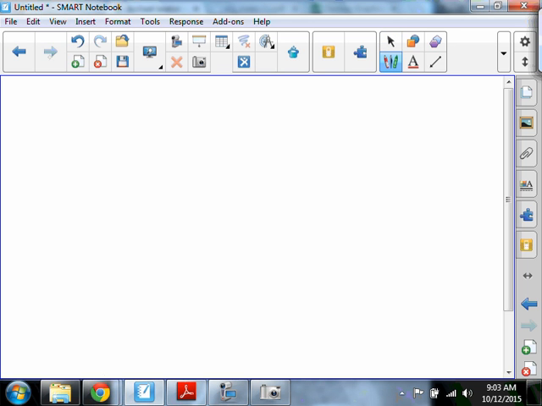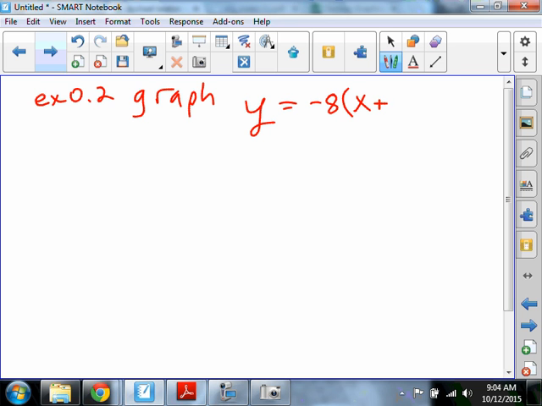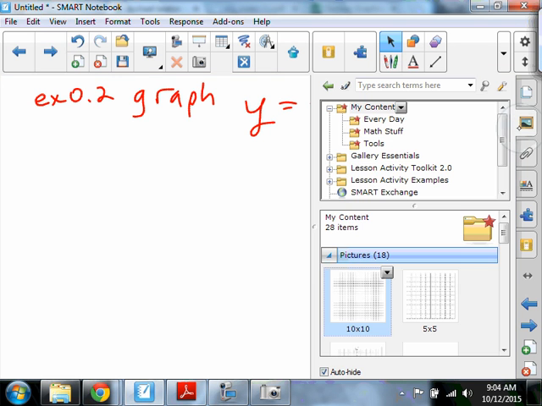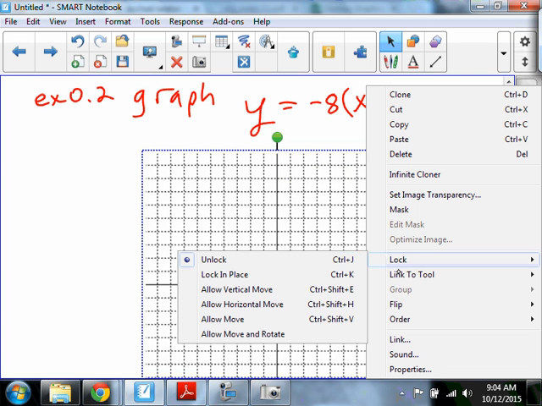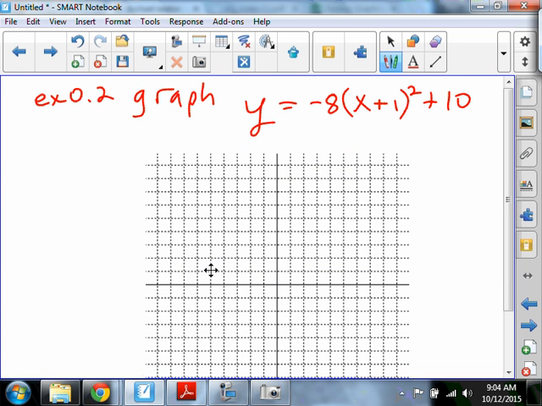Okay, let's try example 0.2. This time let's try to graph y equals -8 times the group of x plus 1, the group squared, plus 10. Oh, it's magic. Hey, somebody knows that song. Good. So where's our vertex at? -1, 10 is where our vertex is.